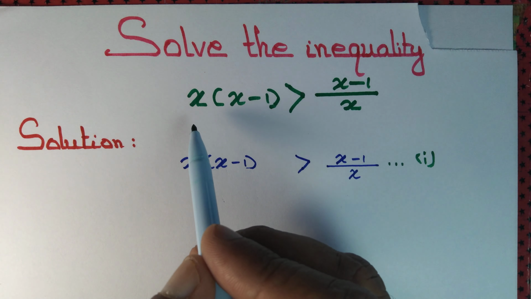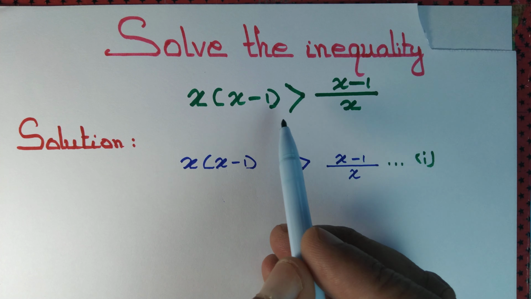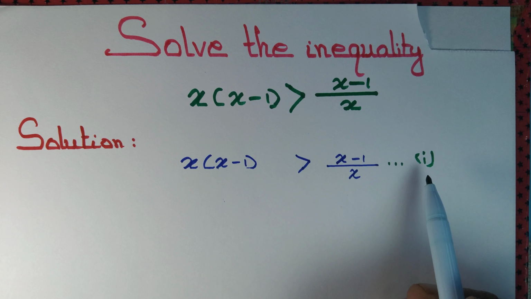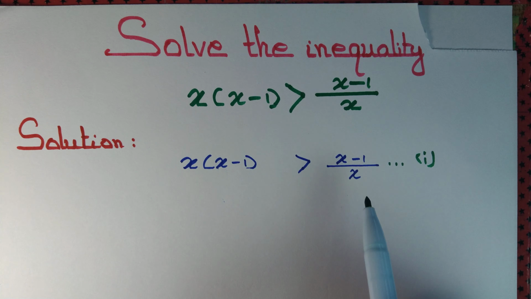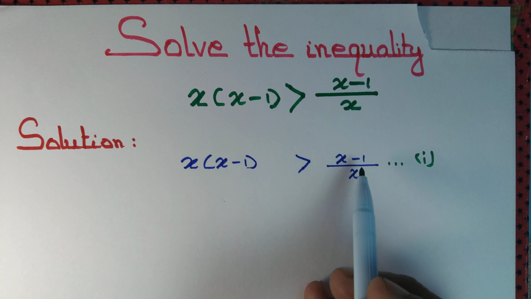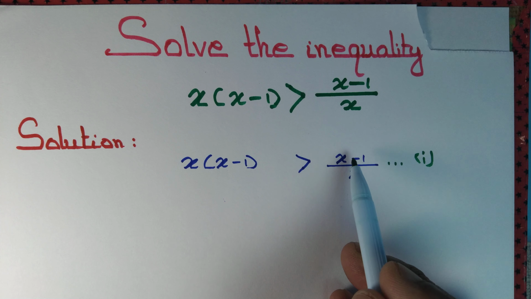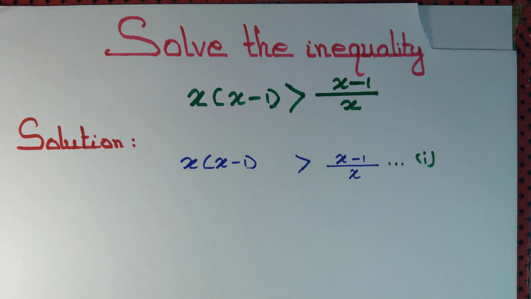Let us solve the inequality x into x minus 1 is greater than x minus 1 by x. Let us write this inequality as inequality 1. We observe that x equal to 0 cannot be a solution of this inequality because the right hand side remains undefined and the left hand side is just 0.